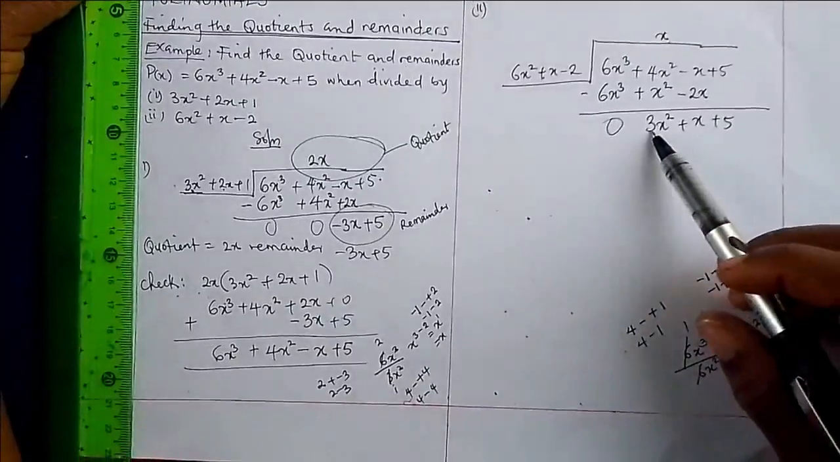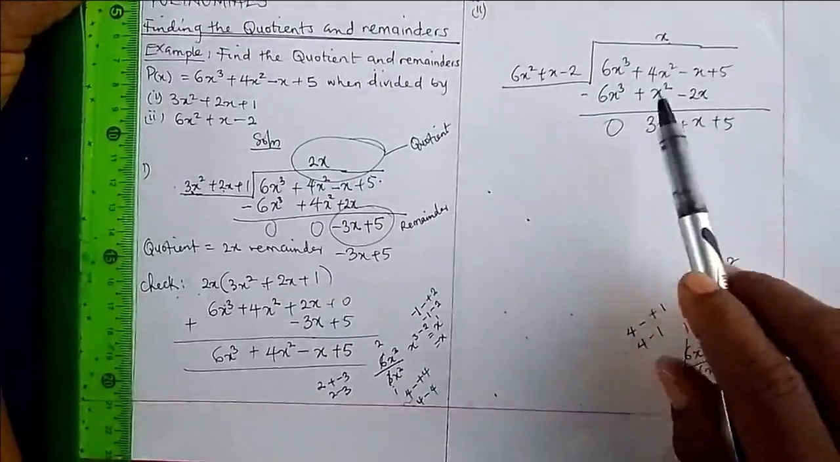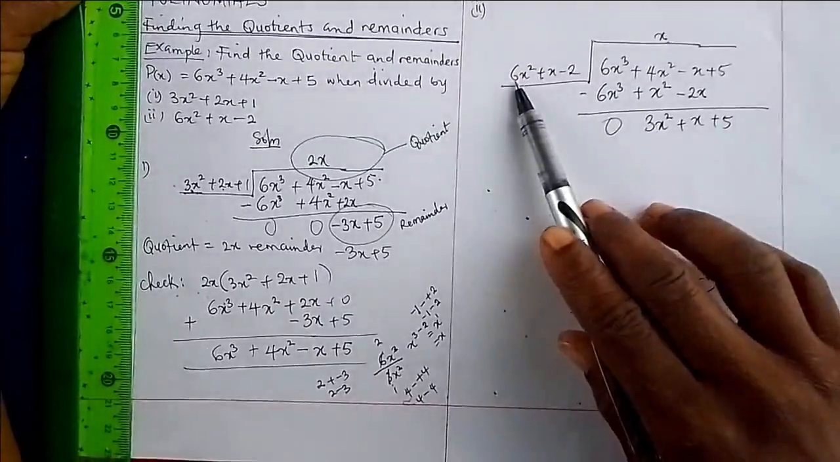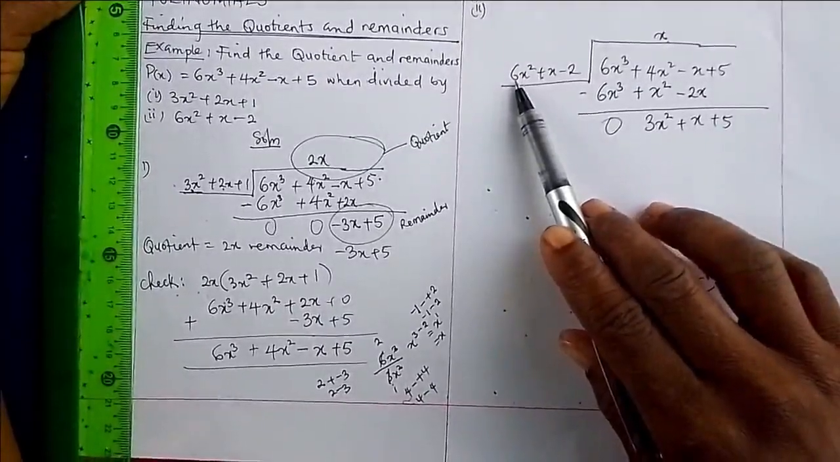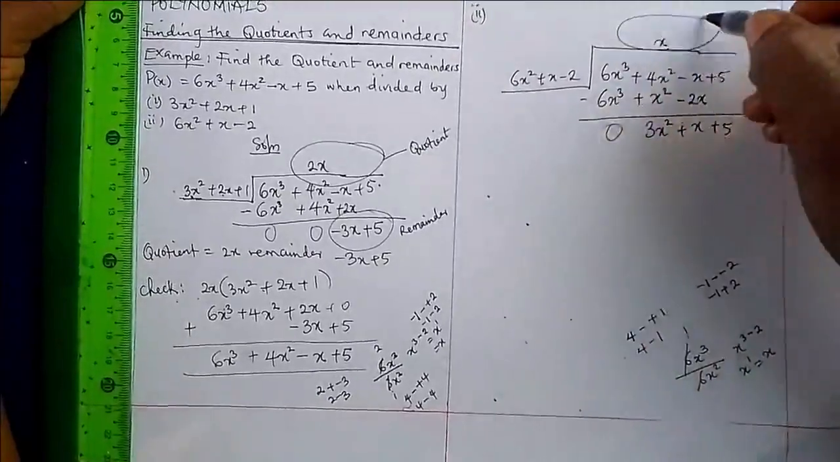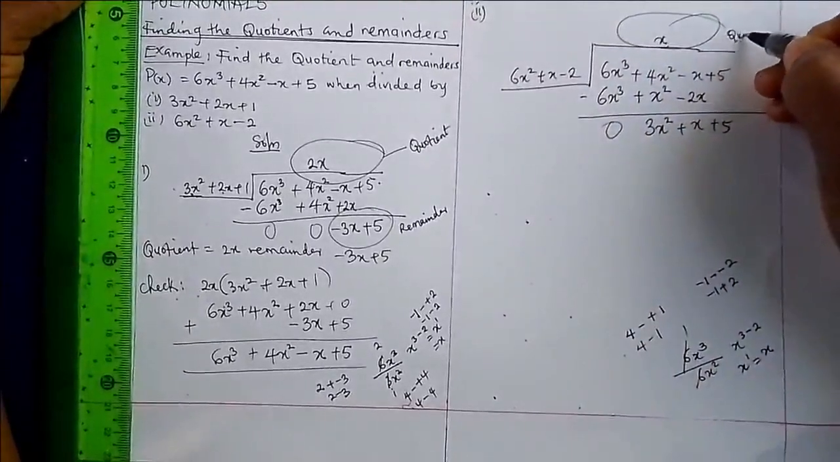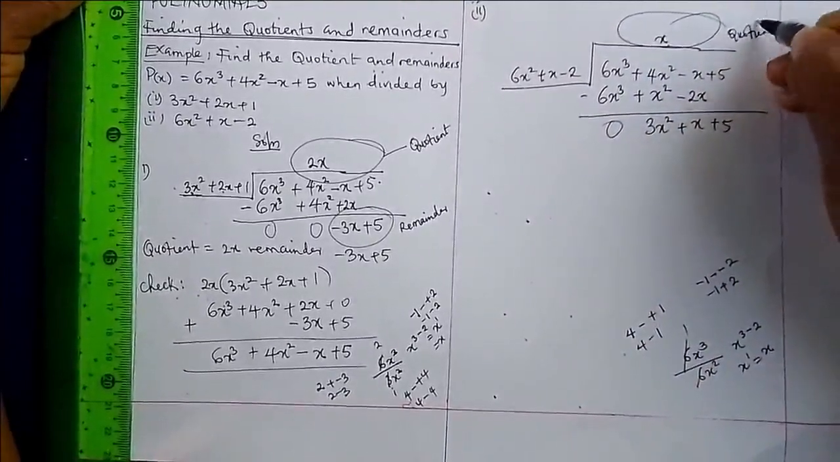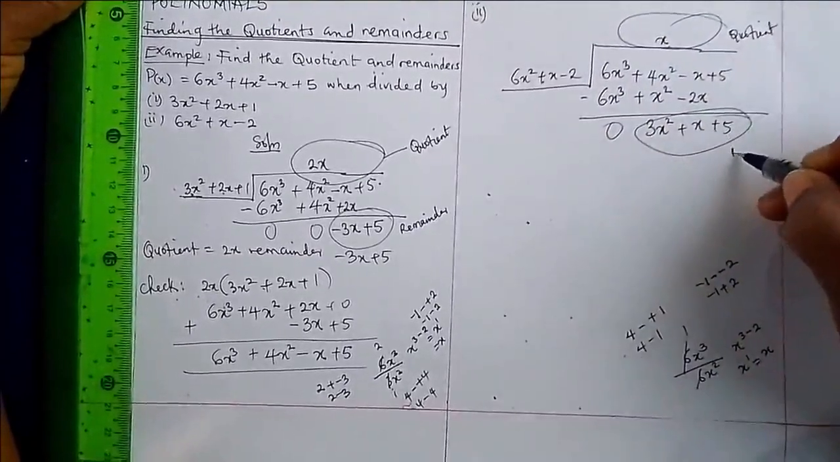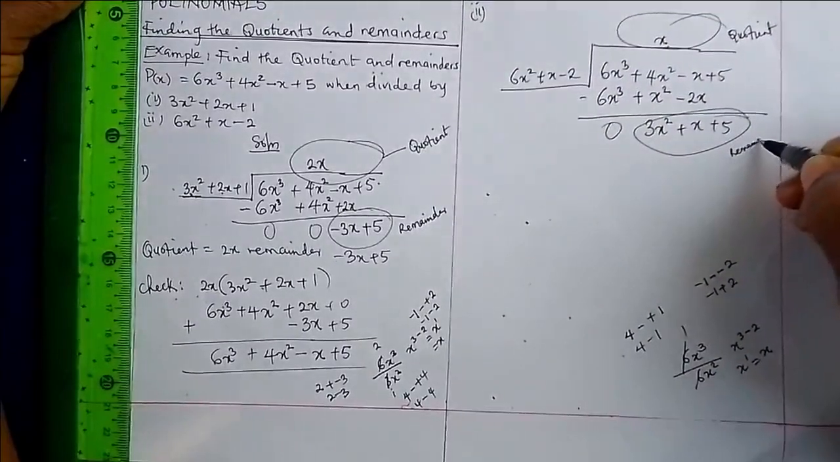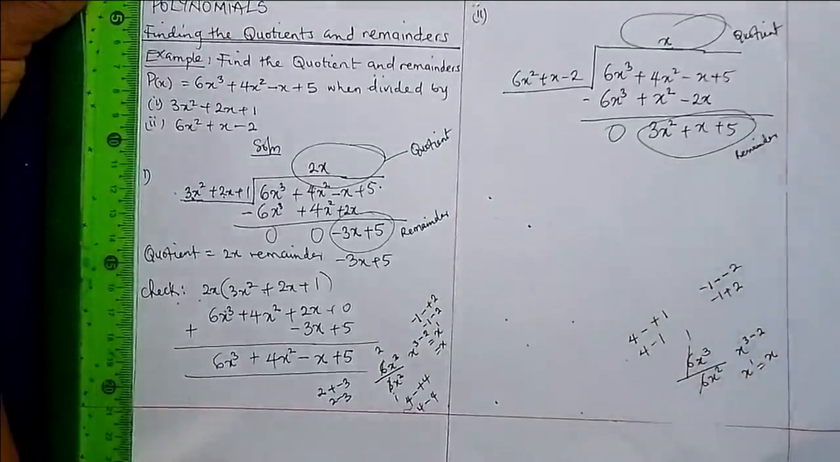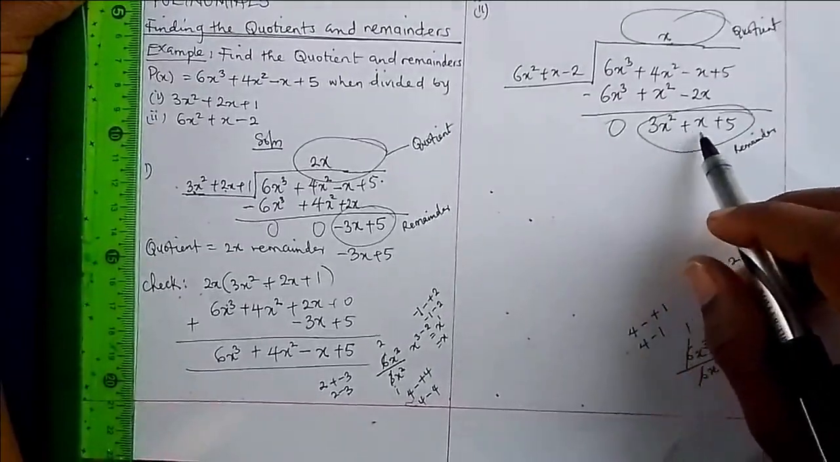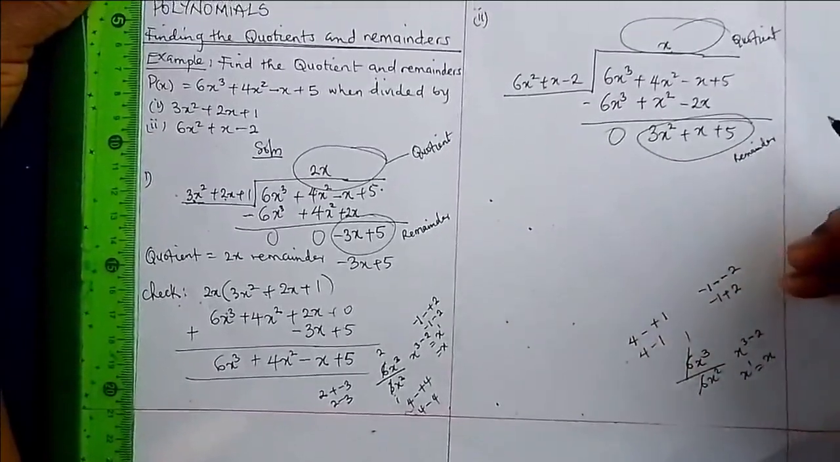Now if you look at the power of x squared here and the power of x squared here, this is less than this, so we can't divide further. So now our quotient here is equal to x. That's the quotient. Then our remainder is 3x squared plus x plus 5.